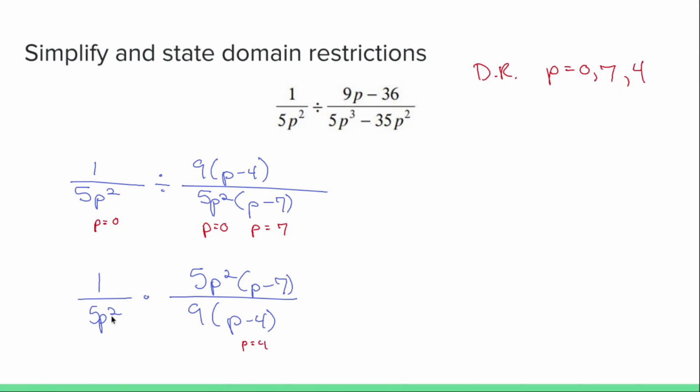Now that I'm multiplying, I can cross out the 5p squared, and that leaves me with just 1 up here times p minus 7, which is just p minus 7. On the bottom, I have 9 times p minus 4. So if I want to turn that back into 9p minus 36, I can certainly do that. But now I have my domain restrictions, and now you can see why I can't plug in 4, because I can't plug it into the answer.